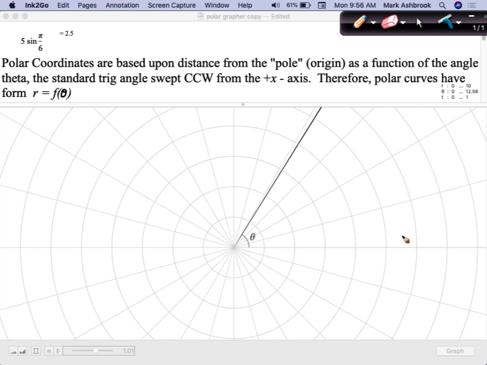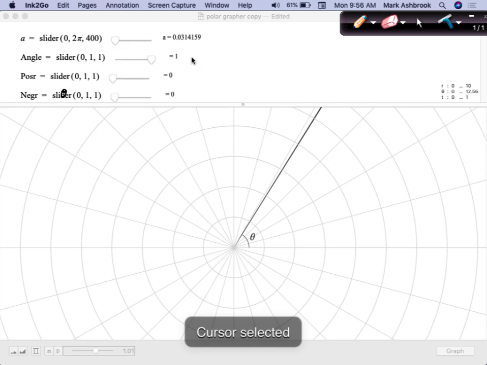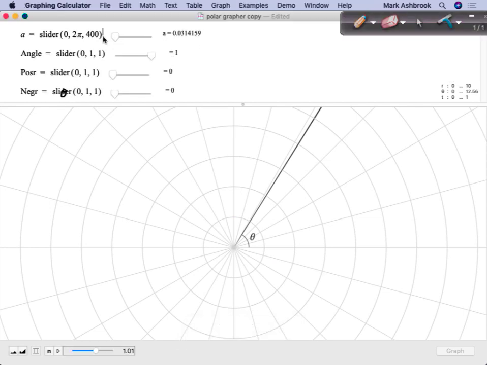Okay, so instead of x and y, instead of x is positive to the right, negative to the left, y is positive up, negative down, instead of left and right and up and down, we have an angle measure and distance from the pole. So let's see that in action here. Let's do a real quick overview of angle measure. Angle measure, again, starts swept counterclockwise from the positive x-axis.